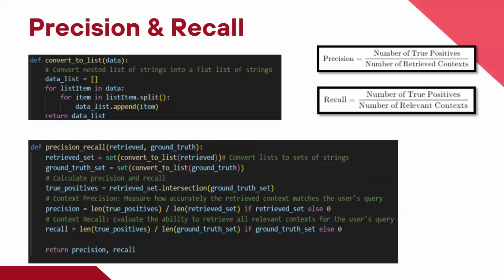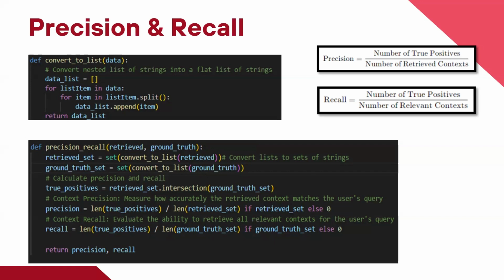Now coming to precision and recall. As discussed, precision measures how accurately the retrieved context matches the user query. It is calculated as a ratio of true positives, that is relevant context retrieved, to the number of total context retrieved. Now coming to recall. Recall evaluates the ability to retrieve all relevant context for the user query. It is calculated as a ratio of true positives to the total number of relevant context.